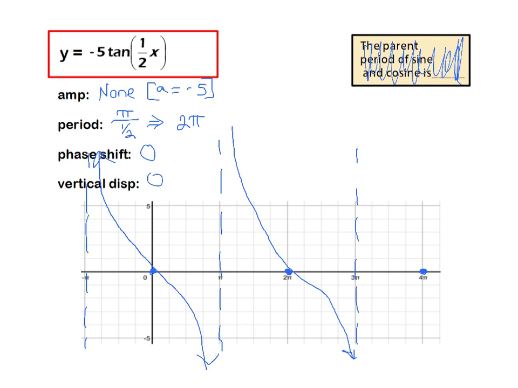We don't get too worked up about exact points on this. Make sure everything gets placed appropriately and sketch it in. That was a tangent graph. Let's look at a cotangent.